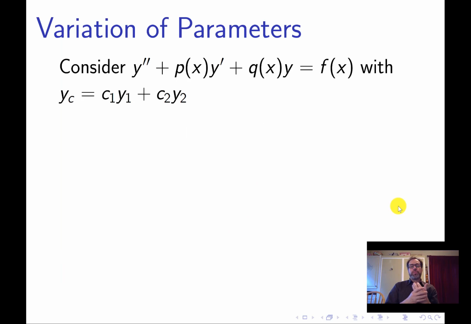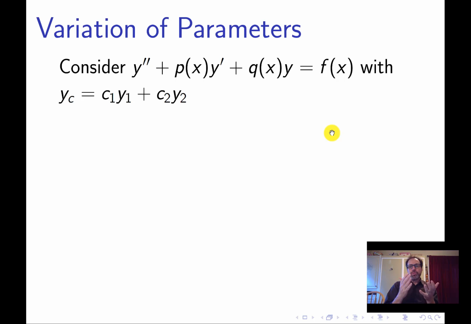So here we are with variation of parameters. I've got my differential equation in standard form, y double prime plus p of x y prime plus q of x y is equal to some function f of x. And then I'm saying that the complementary solutions are y1 and y2, and so all linear combinations of those. Again, x is the independent variable and y is the dependent variable.